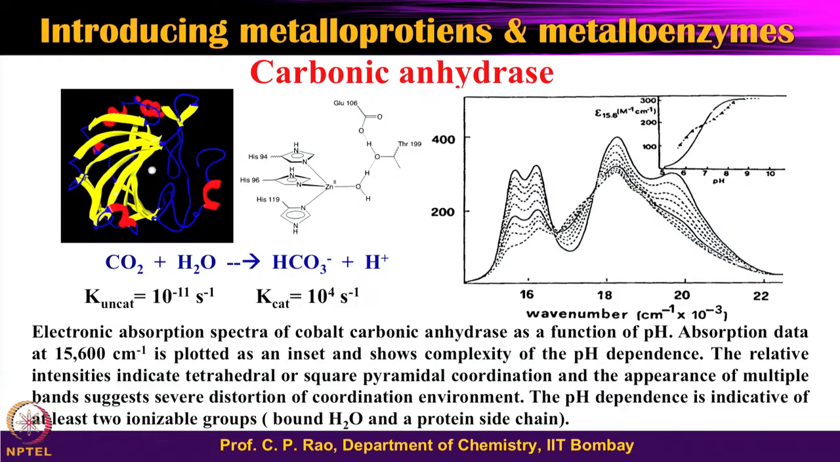Okay, let us look at the spectral properties of carbonic anhydrase. Can we get good spectral properties of carbonic anhydrase when zinc is present? No, because of the reason that zinc is zinc 2 plus, which is d10, and d10 does not give much of a magnetic kind of spectra.